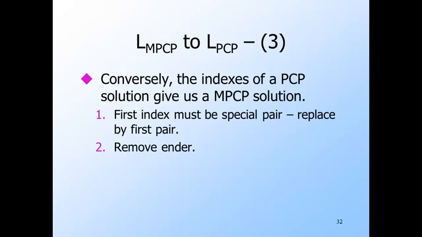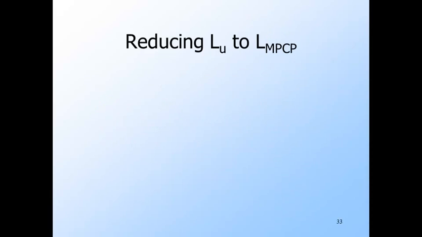Thus we've shown that the answers to the questions, does the input MPCP instance have a solution, and does the output PCP instance have a solution, are the same. That means we have a valid reduction from MPCP to PCP. If we can prove MPCP is undecidable, which we'll do next, then we have a proof that PCP is also undecidable. So our next task is to show how to reduce L sub U to MPCP.